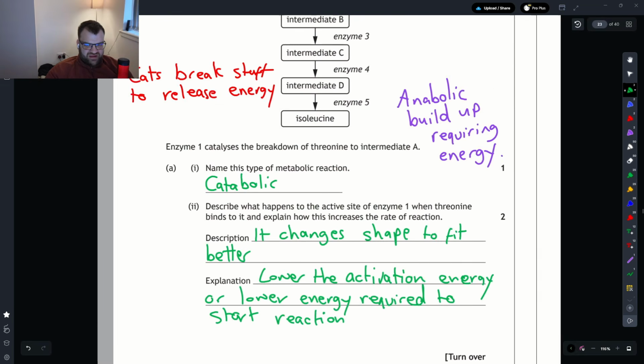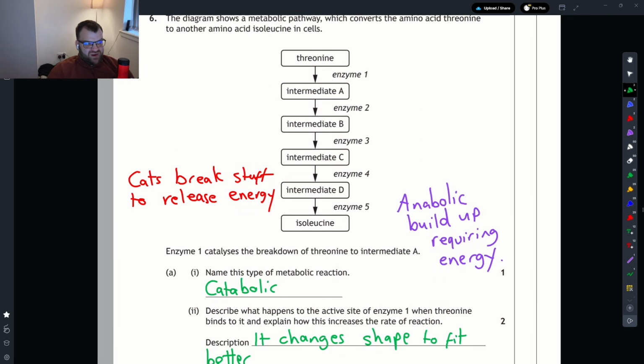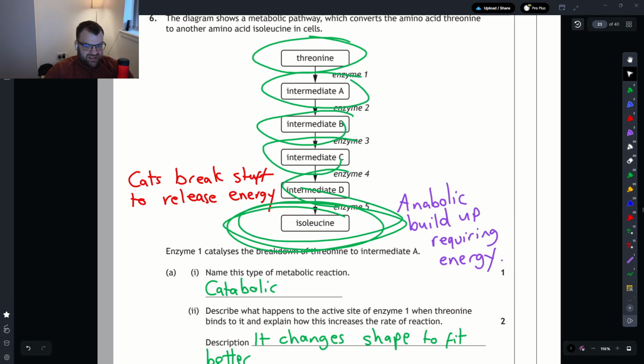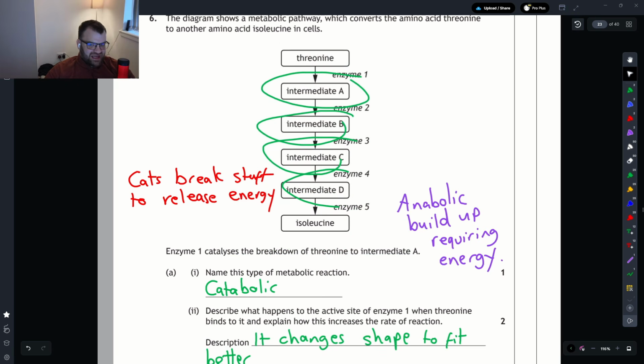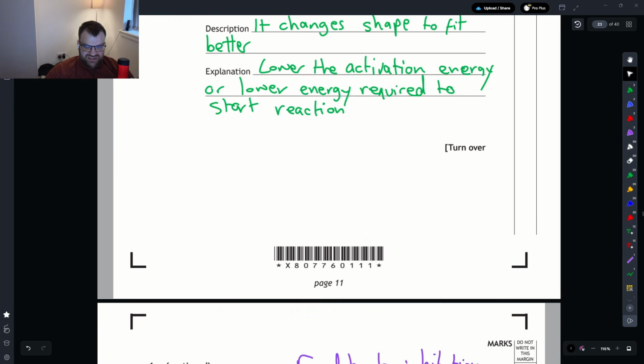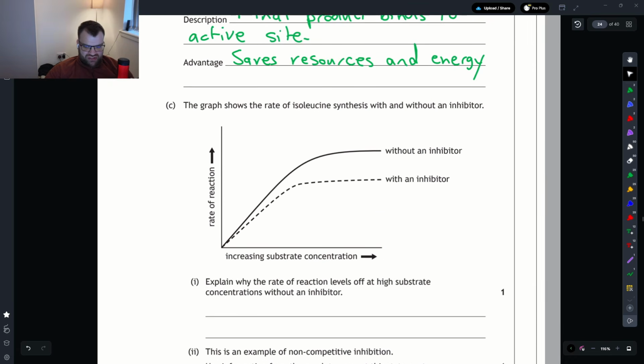Think of it like a conveyor belt, or a process where you get people working one after another. One starts something, then the next one finishes, and it goes on and on. If no one tells the person at the beginning that they have enough of what they're making, they will just continually churn out more. In this case, intermediate 1, intermediate A, then B, then C, then D. That's unnecessary because the body has enough of the final product, in this case isoleucine. So it prevents the wastage of resources and energy.